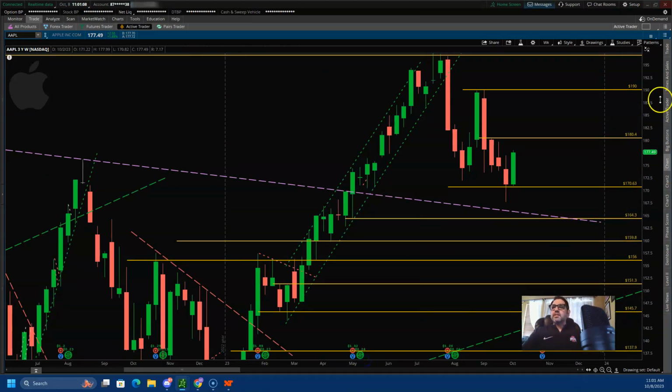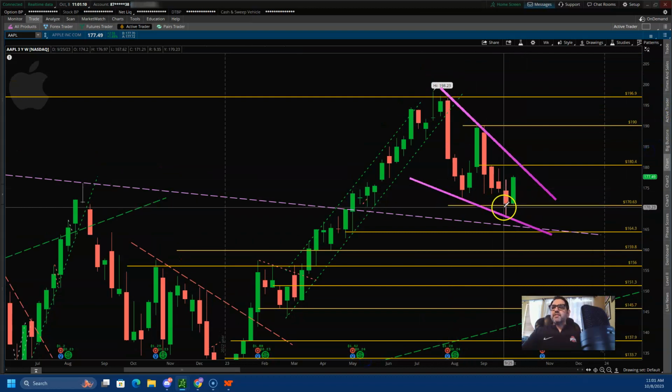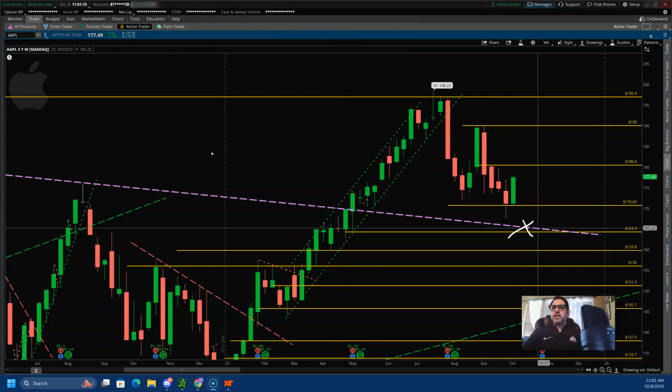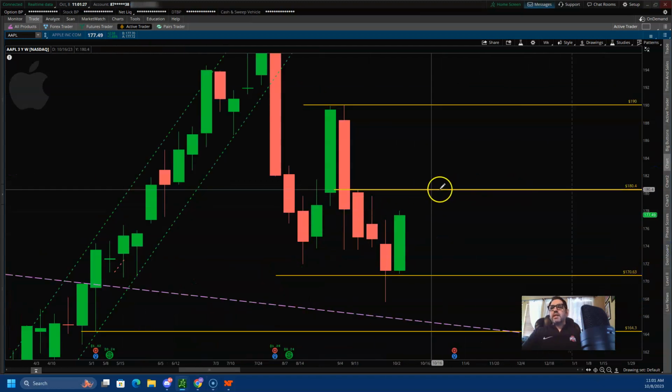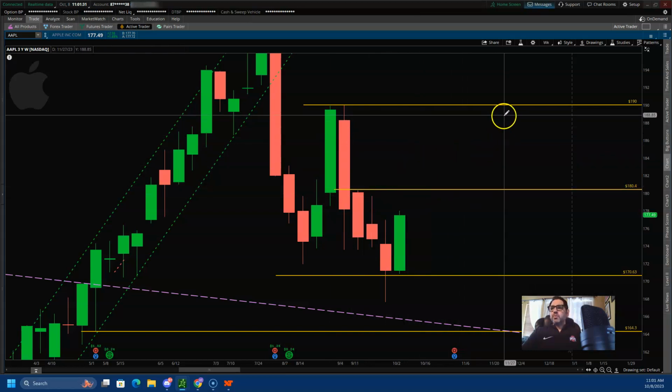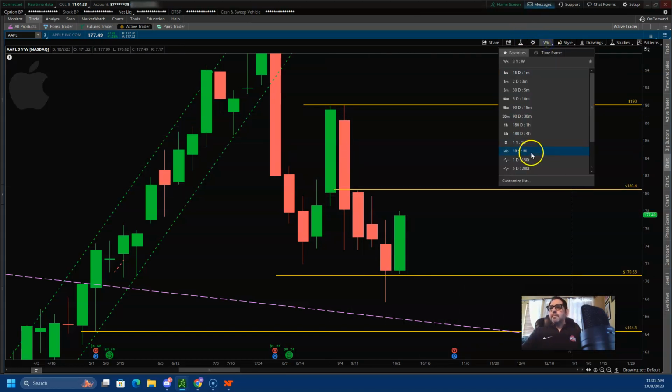Yes, it's holding this level around 170. If we break down, then definitely this area to backtest this downtrend line could be in play. 164. If we reverse back down to get bullish, we really need to get above 180. That's like the psychological number. If we get above that, we can target higher prices.